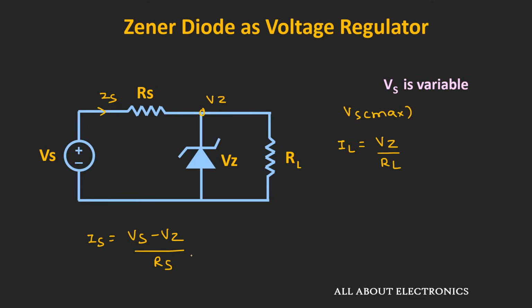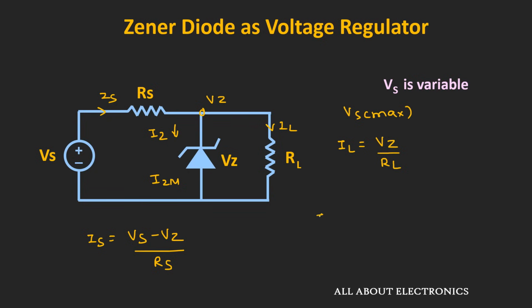So from the expression we can say that as the value of Vs increases, the source current Is will increase. But here, as this load current IL is fixed, the remaining current will flow through this Zener diode. So as we keep on increasing the value of Vs, the current flowing through the Zener diode will increase. But we know that the maximum allowable Zener current is equal to IZM. So this will limit the maximum value of this source current.